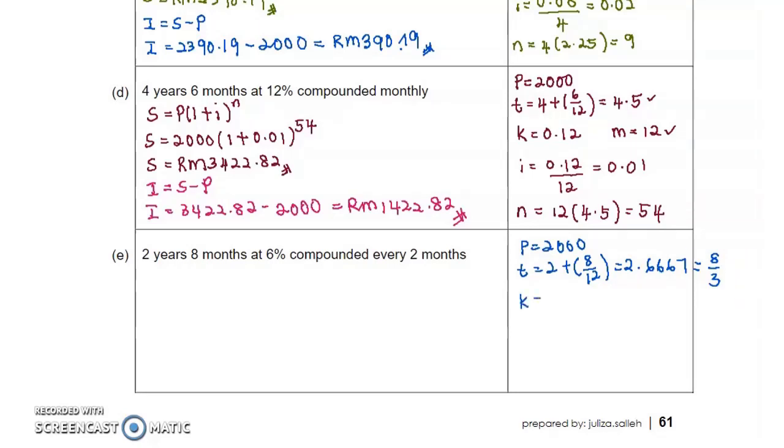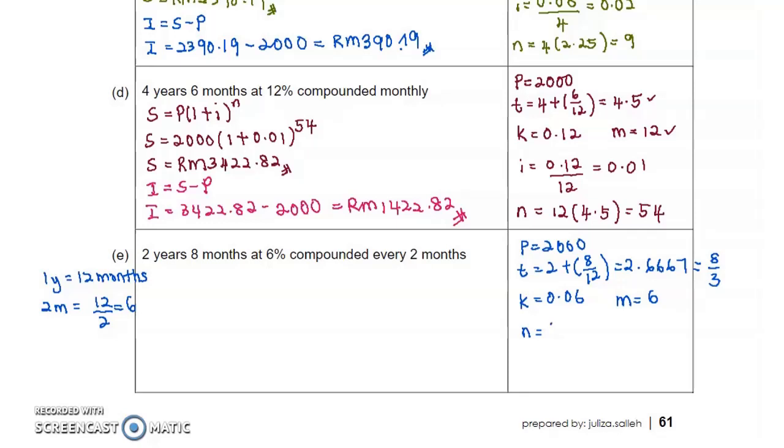Okay, K, annual rate 6%, conversion period M, compounded every 2 months. So 1 year we have 12 months. If the interest was compounded every 2 months, how many times? 12 divided by 2, so we get 6. So M equal to 6. Within 1 year we calculate interest 6 times. So for 8 over 3 years, or 2 years and 8 months, how many times?